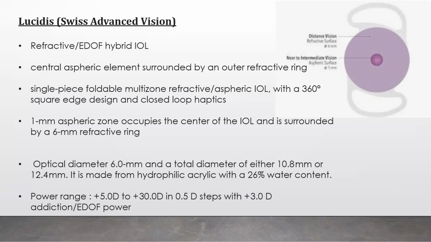They've mentioned that the overall diameter of the lens can be either 10.8 mm or 20.4 mm. It is made from hydrophilic acrylic and also has a water content of 26%. The power range is between +5 to +30 with 0.5 diopter steps, and they do promise around a +3 diopter add with the EDOF power.